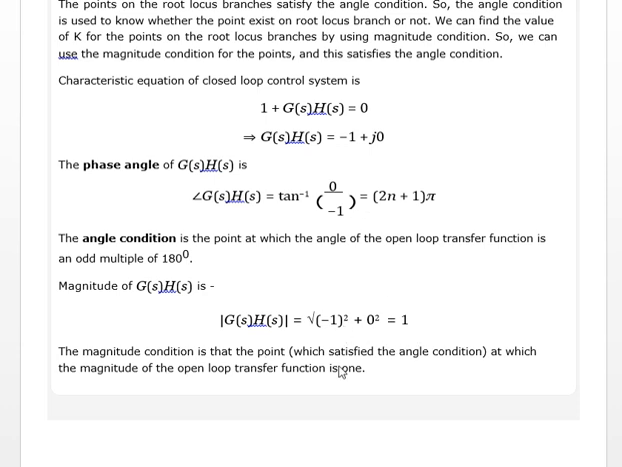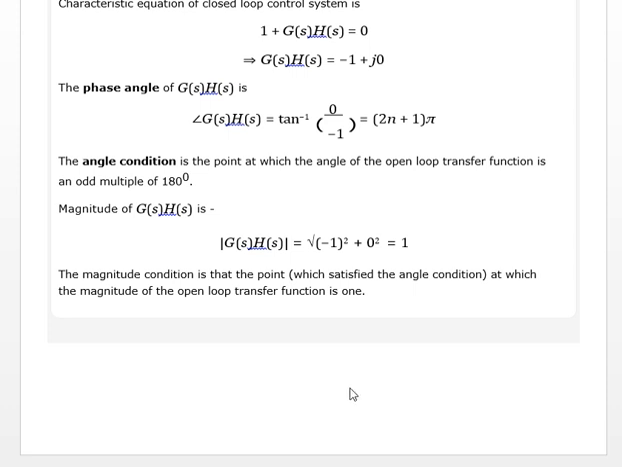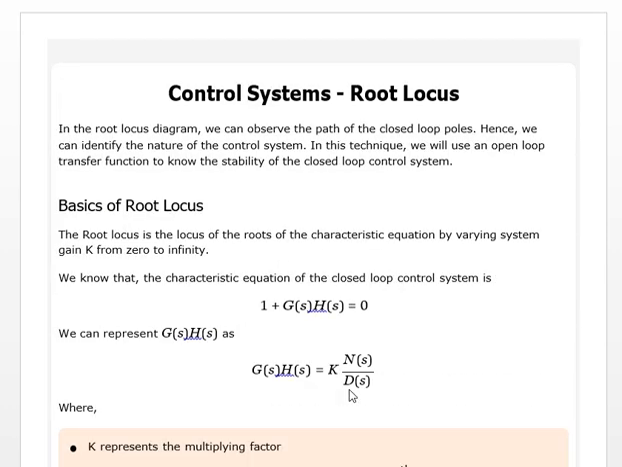The magnitude condition is that the point which satisfies the angle condition is one at which the magnitude of the open loop transfer function is 1. So, with the help of these terms, we can find the stability of the system, that is, whether it is stable, unstable, or marginally stable. These are all the basics. With the help of these concepts, you are going to draw the root locus with the help of a graph, and how we find the stability of the system, we are going to see in the next class.